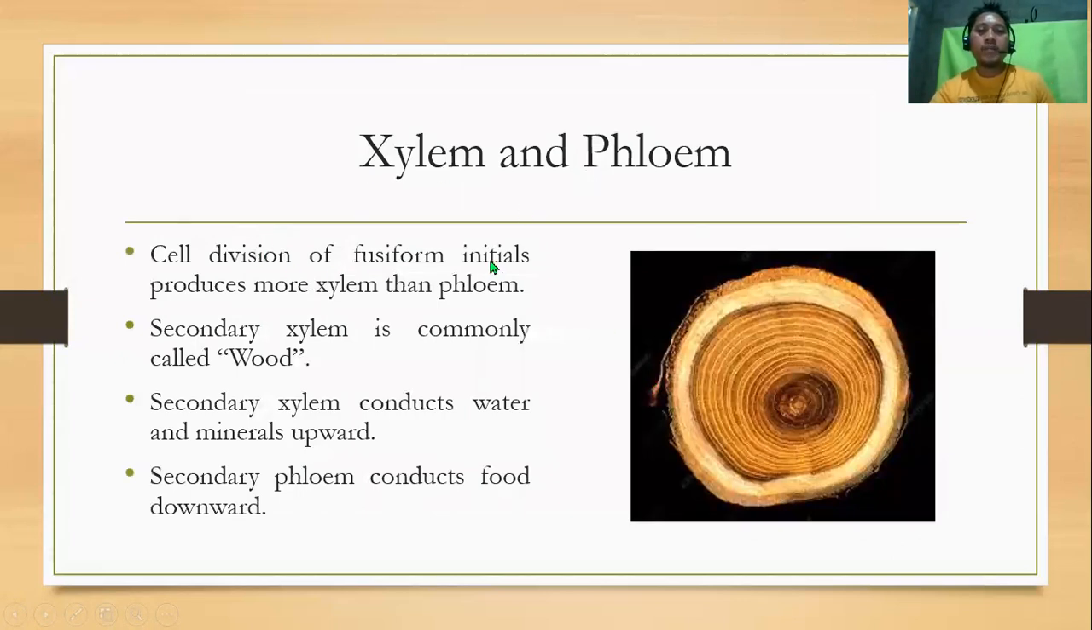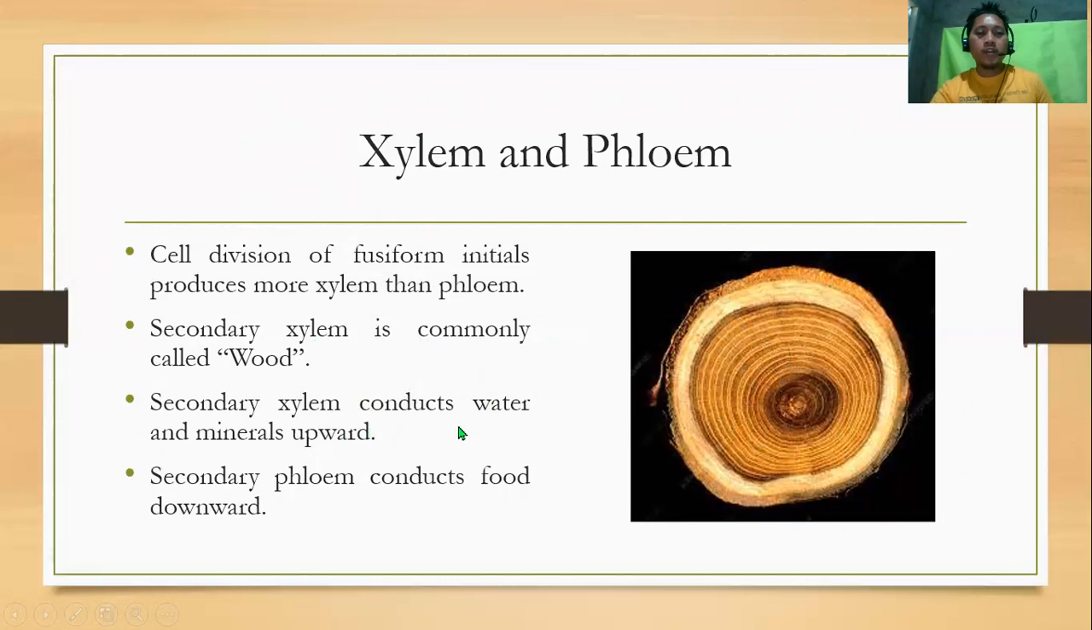Cell division of fusiform initials produces more xylem than phloem. So mas makita nimo na mas nagproduce siya daghang xylem. So kini diri na part, this is xylem. This is xylem. And this is na part, kini bark ni siya, na diri dapit ang phloem. So gamay ra kayong phloem compared to the xylem. The secondary xylem is commonly called wood. So this is called the xylem. So simply this is called wood. Mo gini imong kahoy. Di ba? Kaya ang panit dili man kahoy ang panit.